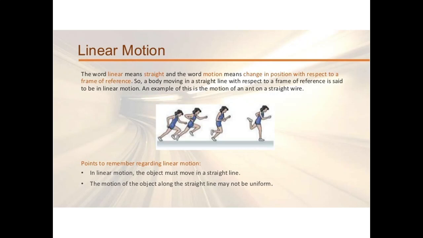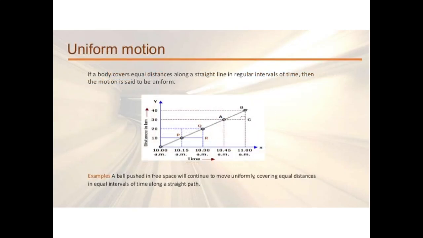Here are some points to be remembered: in linear motion the object must move in a straight line, and the motion of the object along the straight line may not be uniform. Next is uniform motion. Uniform motion means a body covers equal distance in equal intervals of time, like covering a distance of 3 kilometers in 3 hours, 1 kilometer in the first hour, 1 kilometer in the second hour, 1 kilometer in the third hour. So per hour they are traveling equal distances. This type of motion is known as uniform motion.